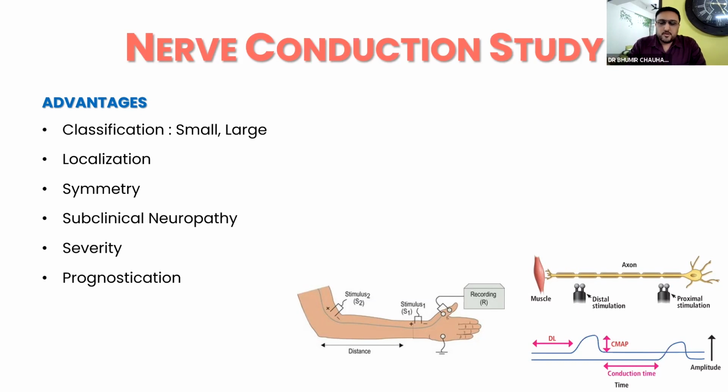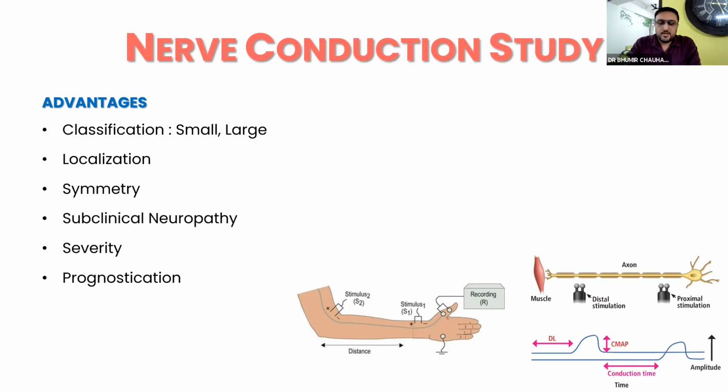Sometimes patient might not report the symptoms because the neuropathy is not clinically manifested yet. But if we do the nerve conduction study, it can pick up abnormal findings even before the clinical manifestations come. So patient may have subclinical neuropathy. For example, patient comes to you with lower limb symptoms, but we do the nerve conduction of upper limbs and you will find that there is abnormality there as well. So it can pick up subclinical neuropathy.